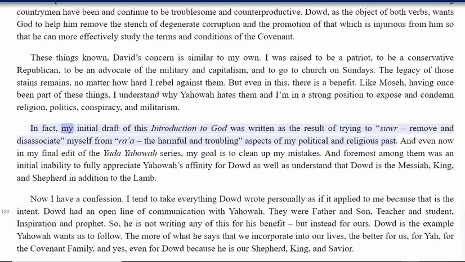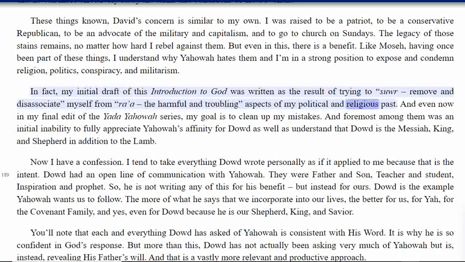In fact, my initial draft of this introduction to God was written as the result of trying to remove and disassociate myself from the harmful and troubling aspects of my political and religious past. And even now in my final edit of the Yada Yahowah series, my goal is to clean up my mistakes. And foremost among them was an initial inability to fully appreciate Yahowah's affinity for Dowd as well as understand that Dowd is the Messiah, King, and Shepherd in addition to the Lamb.